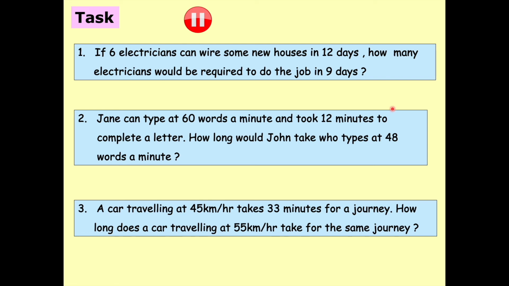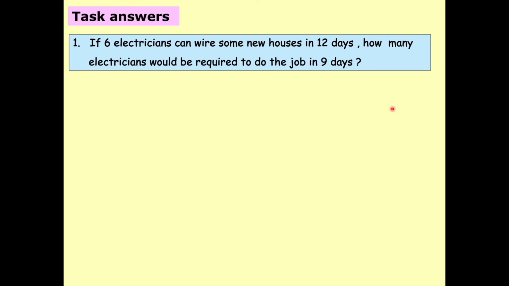Hopefully you've unpaused now. So the first question was, if 6 electricians can wire some new houses in 12 days, how many electricians would it require to do the job in 9 days? So if a contractor needs the job to be done quicker, will they have to hire some more electricians to get it done?